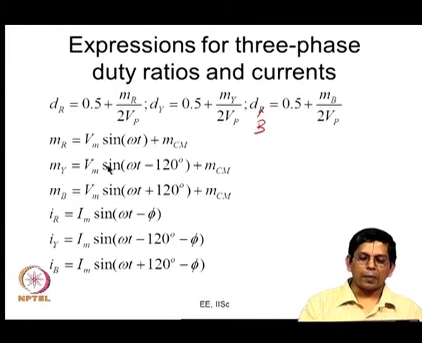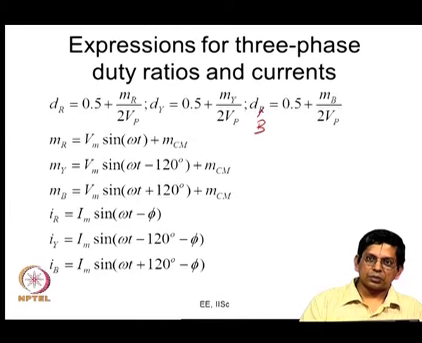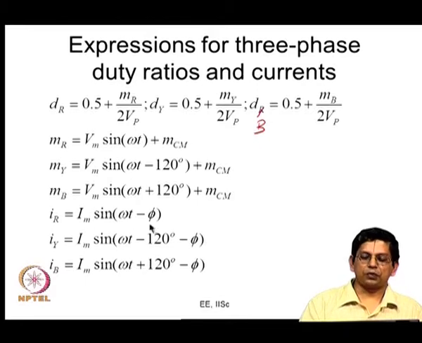So, you can now mathematically express your dR in terms of MR. MR again has been written in terms of sin omega t and so on. Therefore, dR you can express in terms of omega t and the modulation index. So, Vm by Vp is your modulation index. Okay. Then dR gets expressed in terms of the modulation index and omega t. How about IR? IR gets expressed in terms of Im sin(omega t minus phi). This is the peak value of current flowing through the load, and this phi is the power factor angle. We have considered a lagging power factor angle, something lags by phi.